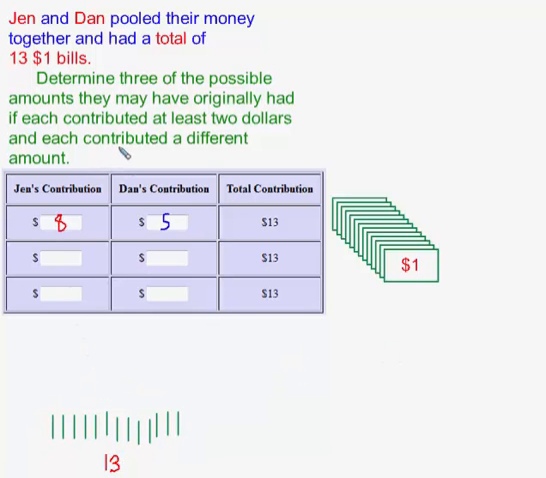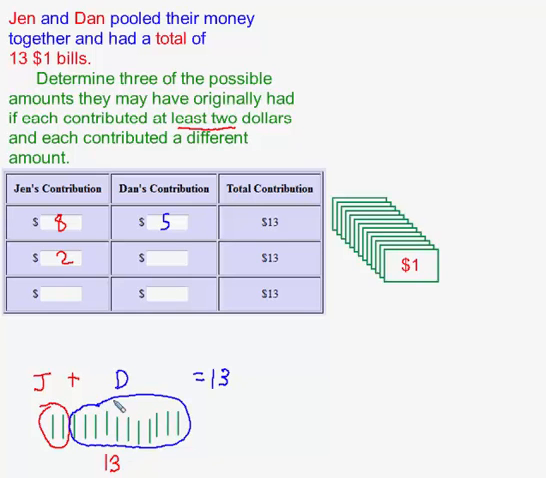You have to remember that one of the things that has to be true is that each gives at least $2. So I have to circle at least 2. So for example, if I circled just 2, that would be fine. But if Jen only gave $2 and the total is 13, remember that Jen's contribution plus Dan's contribution has to come out to be 13. So if this is Jen's contribution, the remaining amount here must be Dan's contribution. Again, you could think of this as addition or subtraction. Jen's amount plus Dan's amount has to total 13.